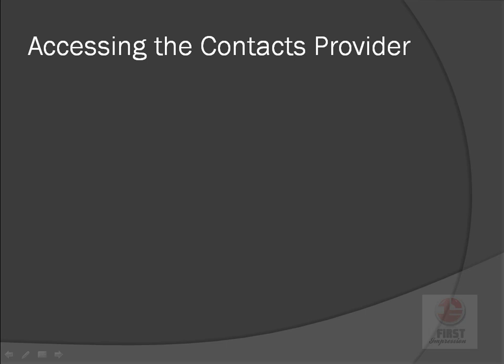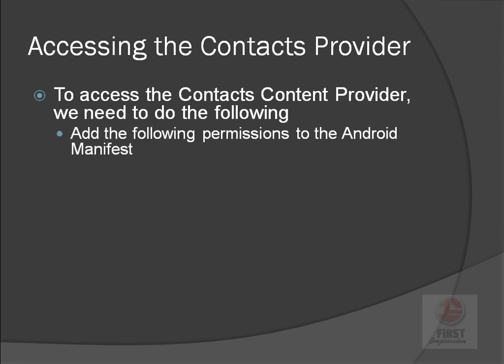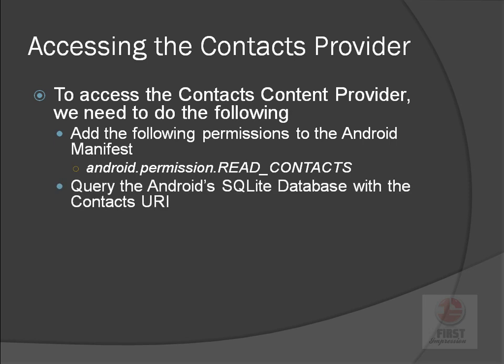Let's check out how we use the contacts provider. To access the contacts content provider, we must use the following steps. Step 1 is you should add the permissions to read the contacts in the Android manifest. As we had seen earlier, all the permissions that we want, we should add inside the Android manifest file. The permission in our case will be android.permission.READ_CONTACTS. This is the first time in the course where we are adding the permissions to read or write something from the device. So we will add the permission android.permission.READ_CONTACTS.